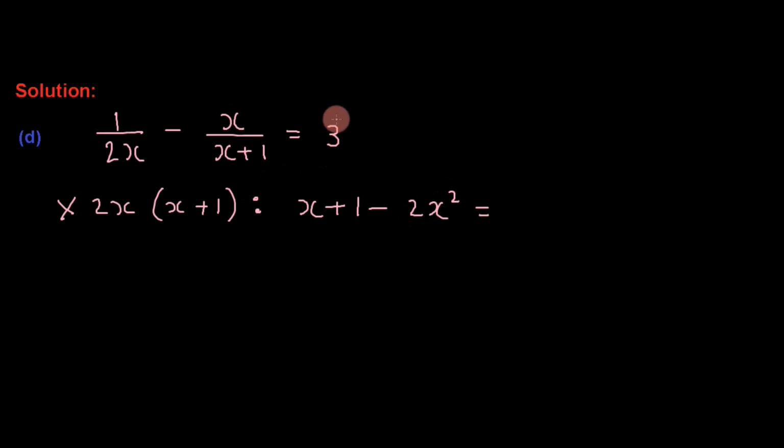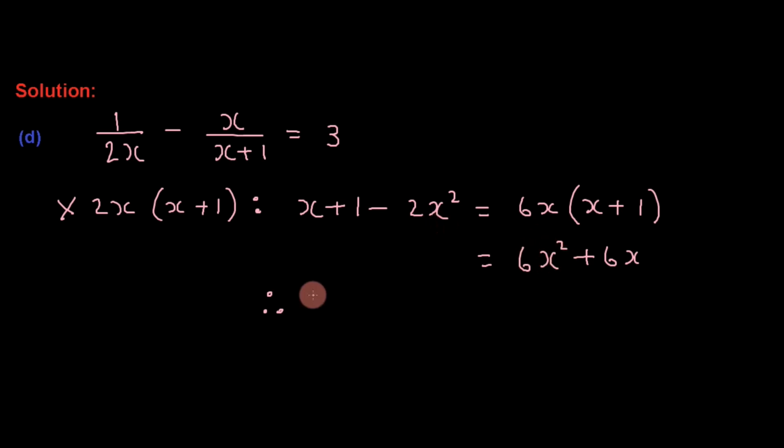And then we also multiply the right-hand side by the LCD. So we get 6x into x plus 1. We can multiply out on the right-hand side. Now we can bring all our terms to the left-hand side. So we have negative 2x squared minus 6x squared is minus 8x squared. Then x minus 6x is minus 5x. And we still have a plus 1. And this is 0. So this equation is in standard quadratic form.